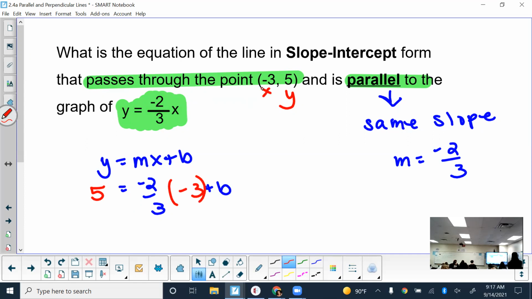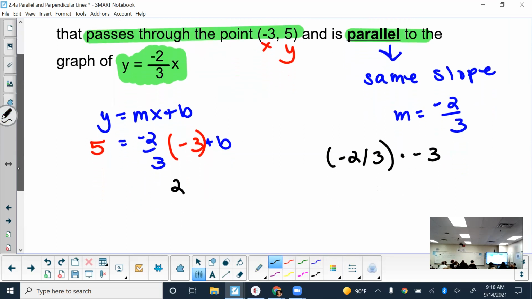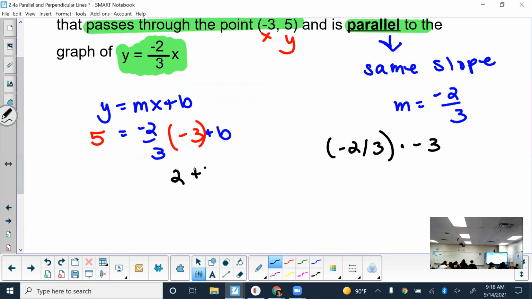All right, just because it's a fraction, don't let that intimidate you. You can use Desmos. Just remember to put the fraction in parentheses. So -2/3 times -3, what do you get? I think I got a +2. Does that sound right? Yes. Did someone check it on their calculator? I did. Okay, great. So it should be 2. So 2 plus b equal to 5. Get the b by itself. How do I get the b by itself? So subtract 2 on each side, and b equals 3.